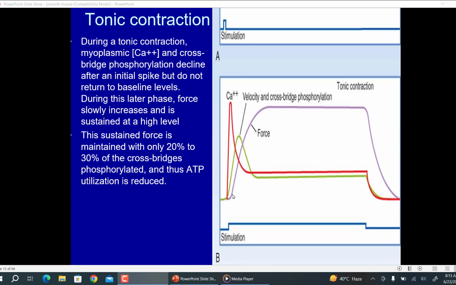But the main thing is that in single unit smooth muscle, the force of contraction returns to the baseline, but in the multi-unit or tonic contraction, the force of contraction doesn't come to the baseline and it remains for prolonged duration.